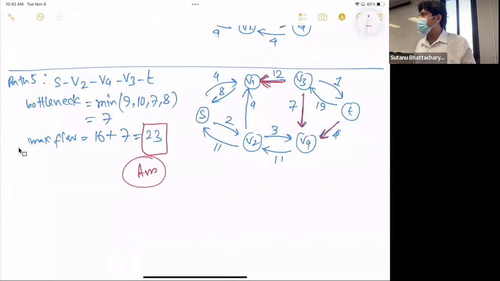Clear? So this is the Ford-Fulkerson method to find the maximum flow. You have understood that if you have chosen a bad move, Ford-Fulkerson can undo that process. So it is guaranteed that you will get the maximum flow when the method terminates. Any questions?